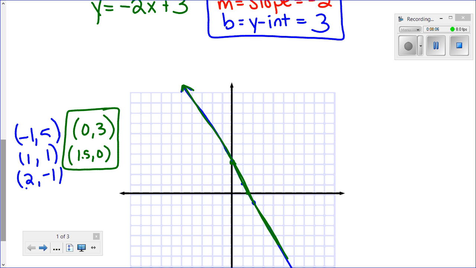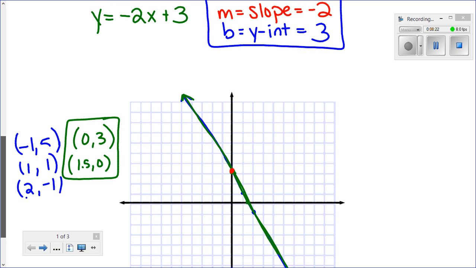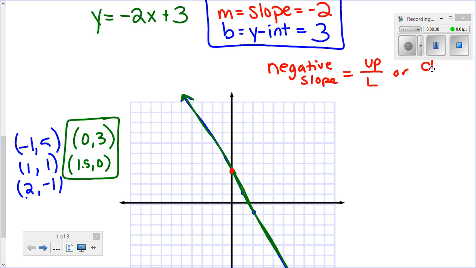So I'm going to graph this one in red. We're going to start with our y-intercept whenever we're graphing an equation in slope-intercept form. So we're going to go up 3 on our y-axis, and we're going to put a point. And then our slope there, which is a negative 2, that means from here we need to either go, with a negative slope, up and left or down and right. Okay, so we're going to go up.